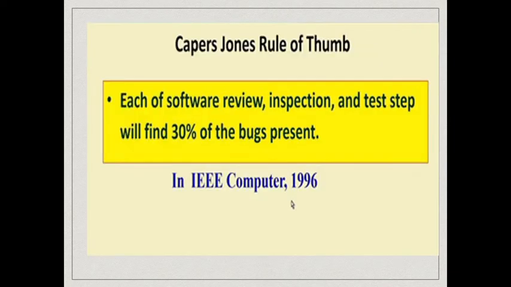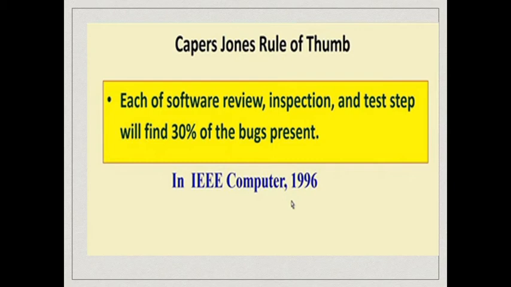Capers Jones, who is a well-known researcher in testing, had written an article in IEEE in 1996. He had proposed a rule of thumb in the article. It states that each software review, inspection, and test will find 30% of the bugs present. So each of these can be considered a bug filter. In a review, we get some bugs exposed. During the inspection, we get some more bugs exposed.